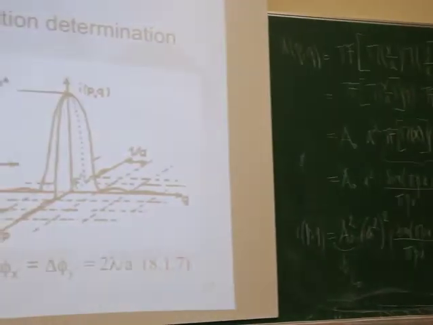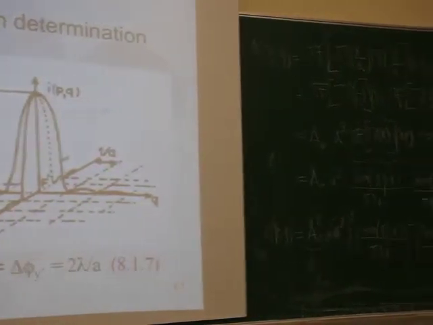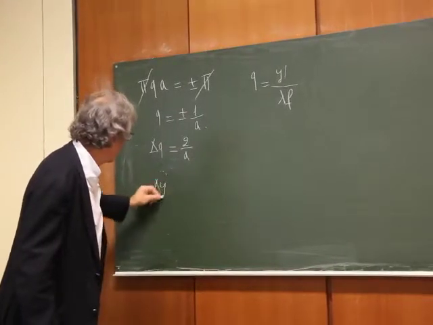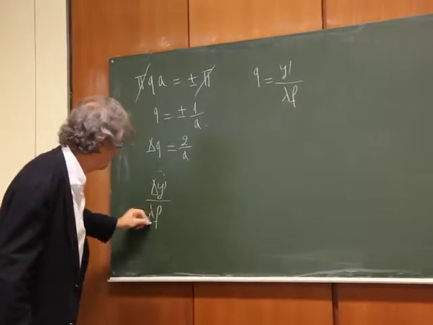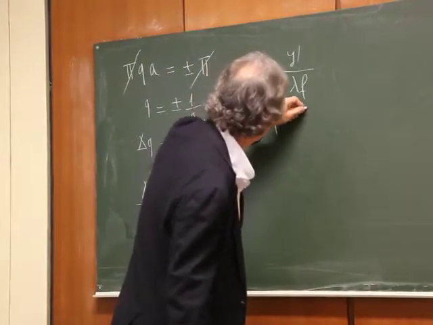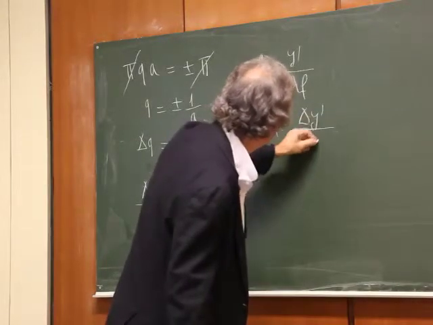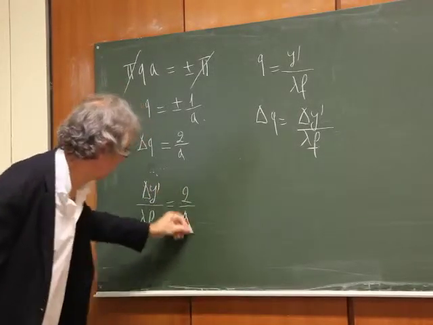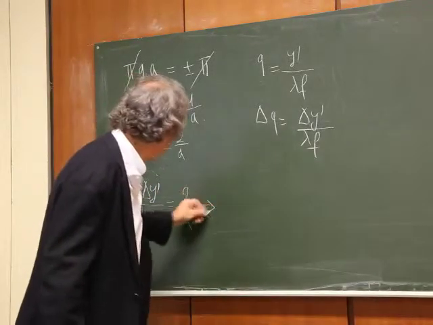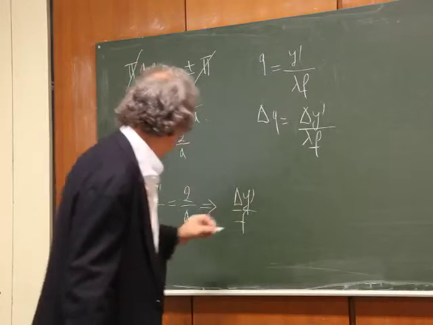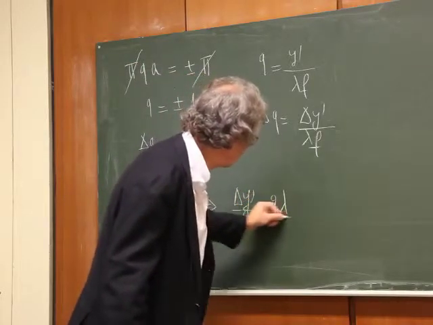Now I know that Q is equal to y prime over lambda f, which means that delta Q will be equal to delta y prime over lambda f. So this is equal to 2 over A. And I find here, finally, that delta y prime over f is equal to twice the wavelength divided by A.